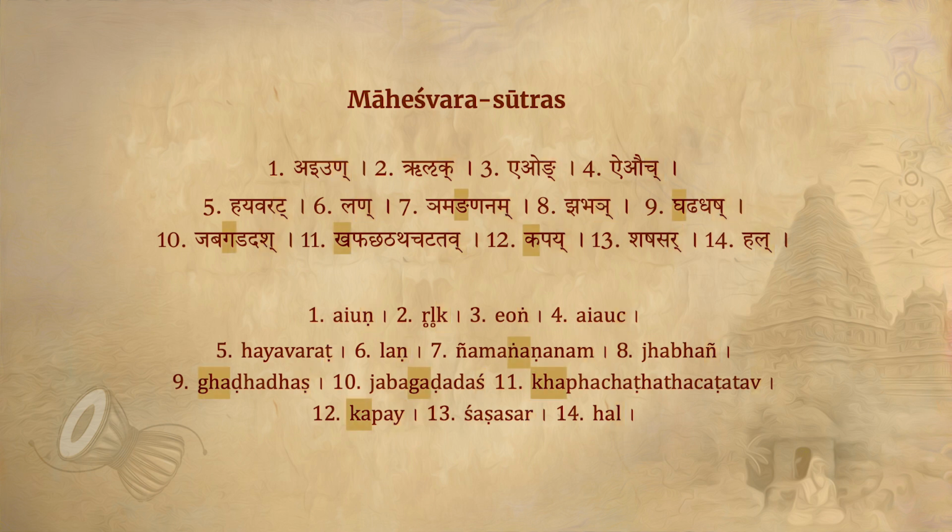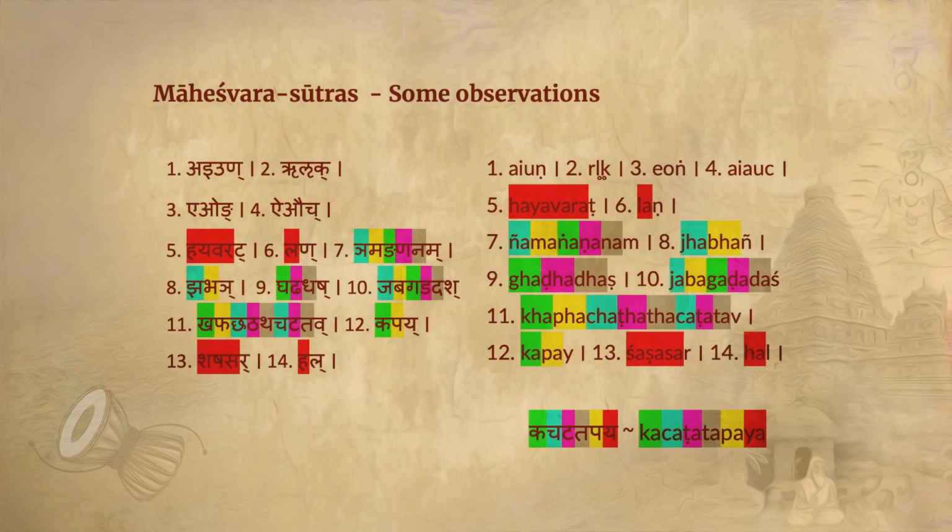Second observation we find, let's take Kavarga. In all languages we say Ka, Kha, Ga, Gha, Nga. Now you find here that Ka, Kha, Ga, Gha, Nga are distributed all over the place. In Sutra 7 you have Nga. In Sutra 9 you have Gha. In Sutra 10 you have Ga. In Sutra 11 you have Kha. And in Sutra 12 you have Ka. Like that, the other groups are also distributed, scattered.